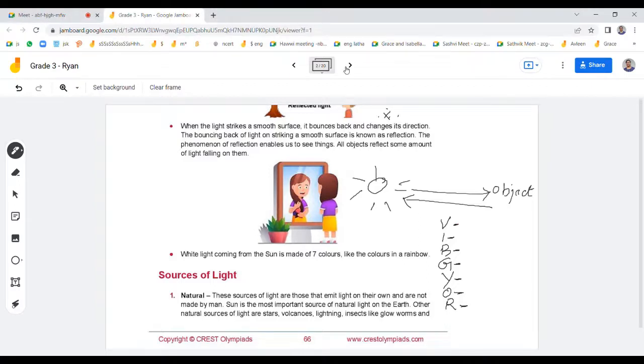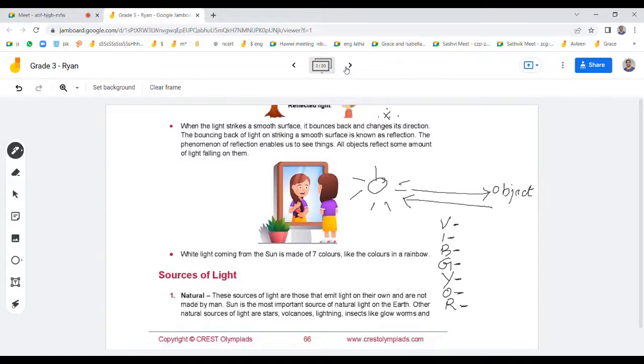So first thing, you have learned about the properties of light. There are 3 properties of light. First one is reflection. Second one is straight path, that is light travels in a straight line. And the third one is in all directions. Light travels in all directions. Okay, can we move to the next topic?